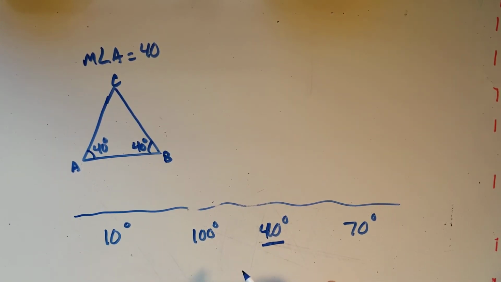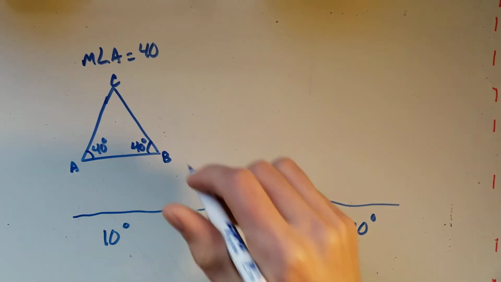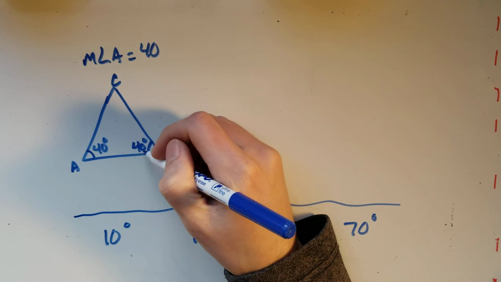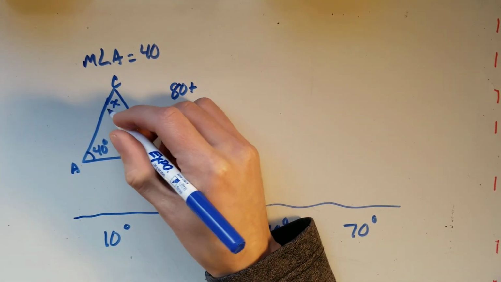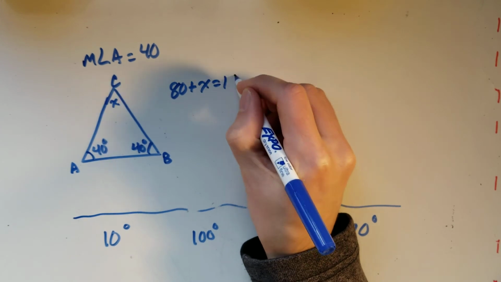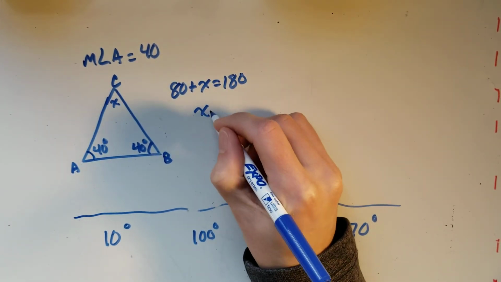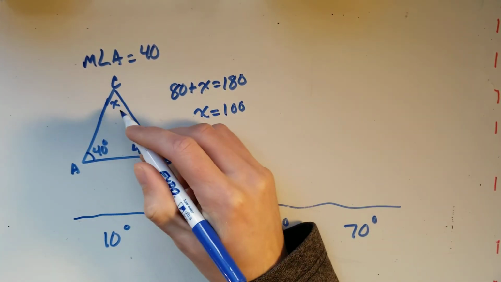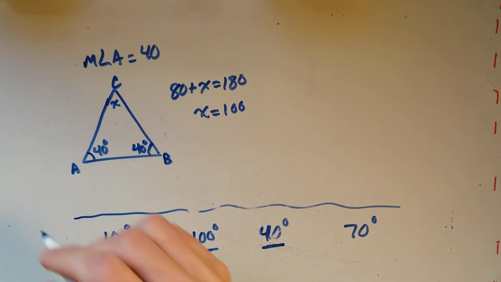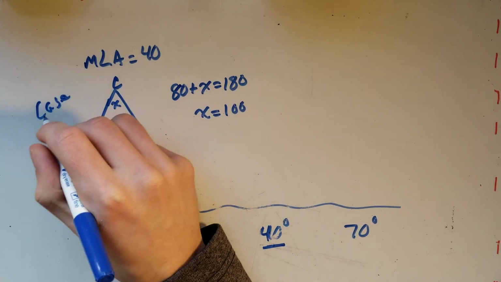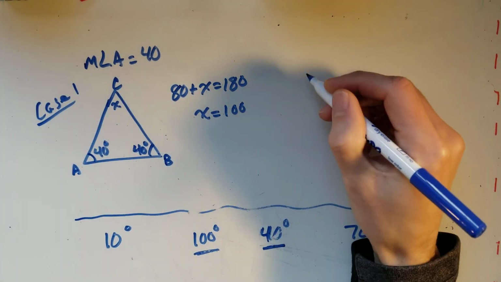But we want to know what all the other angles could possibly be, what possible measurements could exist in that triangle. So if this is 40 and this is 40, well, they add up to be 80 plus, we don't know it, but plus x should equal 180. So x would be, in this case, 100. So we could possibly have the angle measurement of 100. That was our first possibility, case 1.